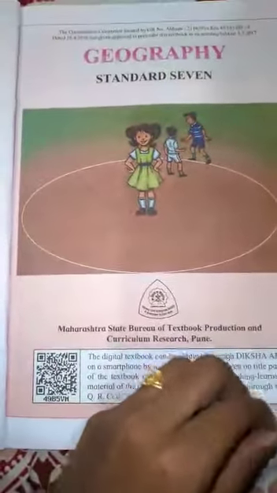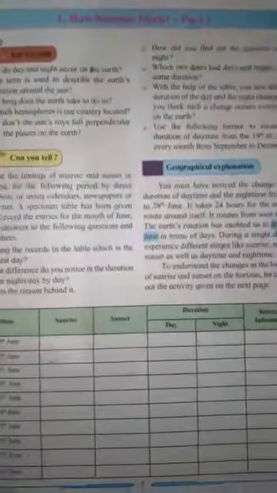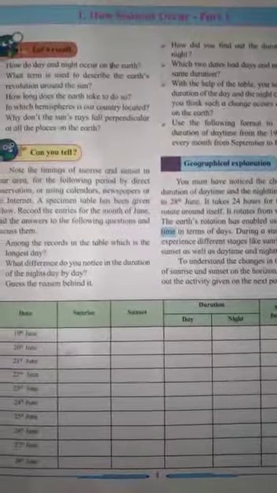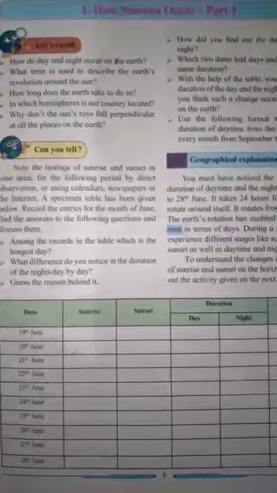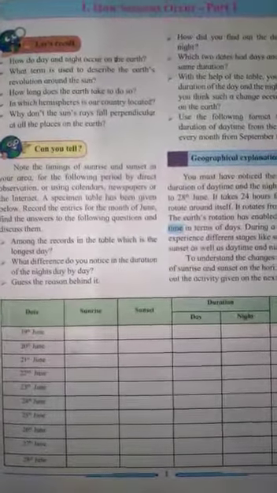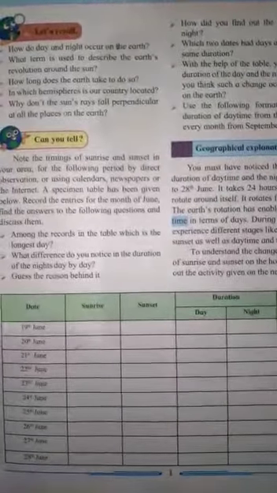Today we are going to learn Geography Standard 7th, lesson number 1. So let's start with our lesson. Students, our lesson's name is How Seasons Occur. Do you know how seasons occur? Or do you know how many seasons there are in our country? We have summer, winter and rainy season. So let's start with it.